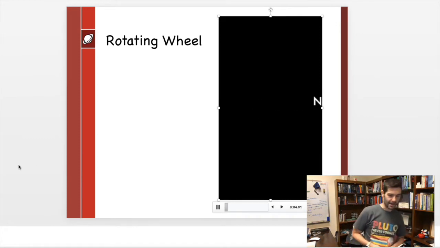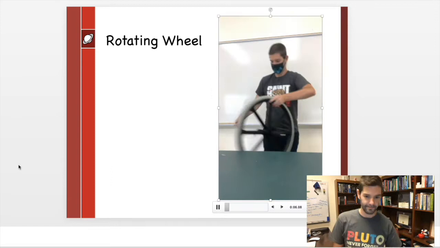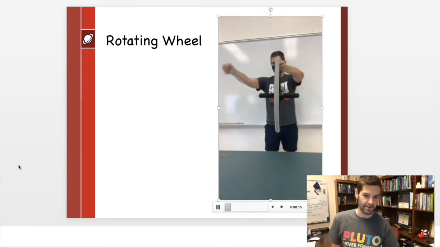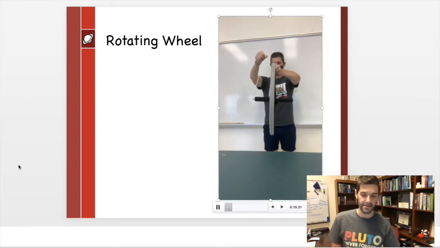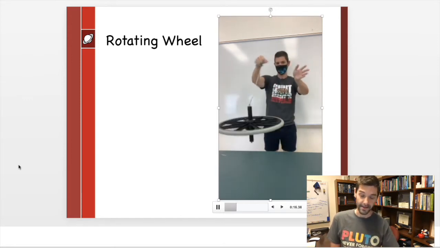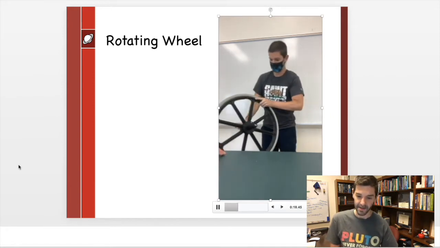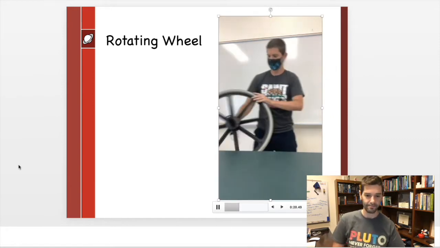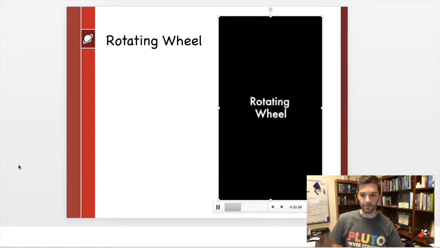With a bicycle wheel that is attached to a string, the wheel itself is not rotating. If I were to let go, it just falls over. Now I can say it rotates, in this case counterclockwise, according to the way the video is recorded.